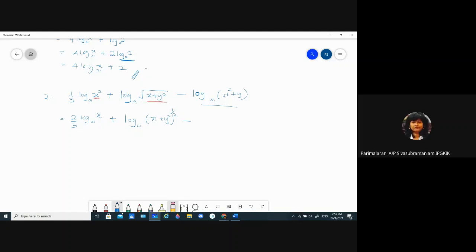Can you open the bracket here? Plus, cannot. If this was times, if this is multiplication, then we can open. But right now we cannot open the bracket.